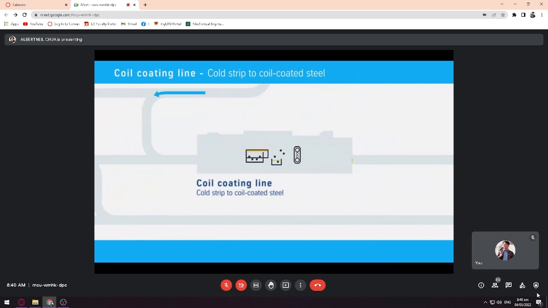Other finishes can be applied to the steel in the coil coating line. Paint, films and other coatings ensure that the sheets can be processed immediately into finished products. For example, for building facade construction or the household appliance industry.